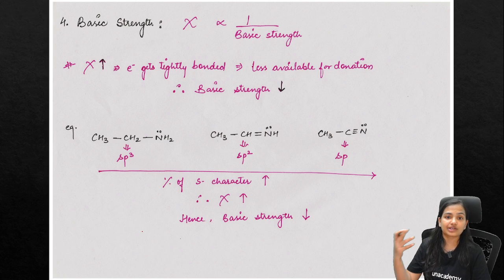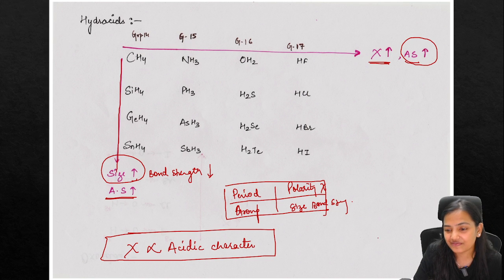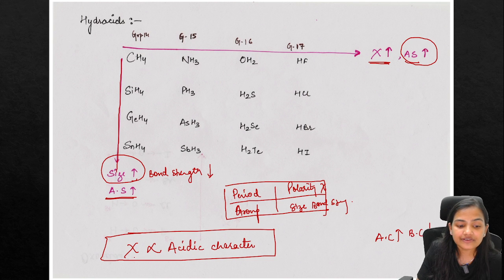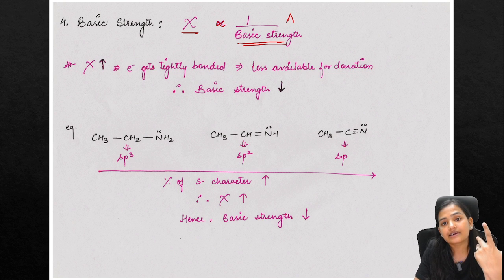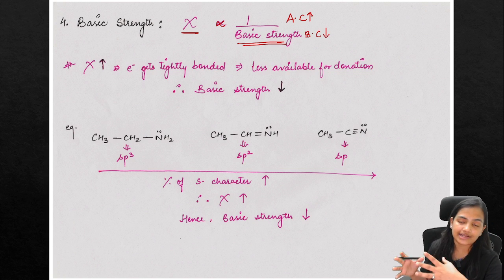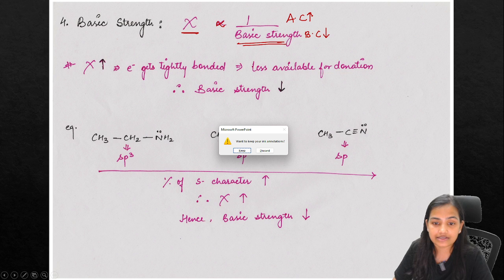Now, what about the basic strength? Guys, we found that just opposite. It's very obvious. Acids and bases are just opposite of each other. If the acidic character increases, of course the basic character decreases. Here we found that the electronegativity is directly proportional to acidic character. Then obviously electronegativity is inversely proportional to basic character. So let's have a look at why the basic character is decreasing as the electronegativity is increasing.